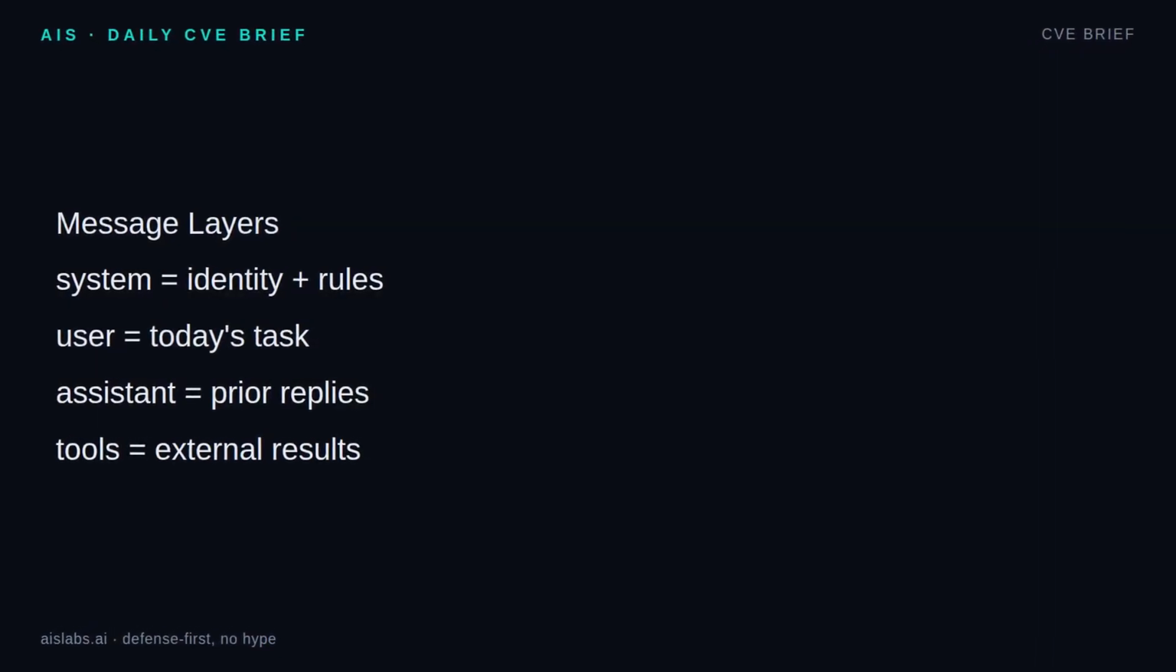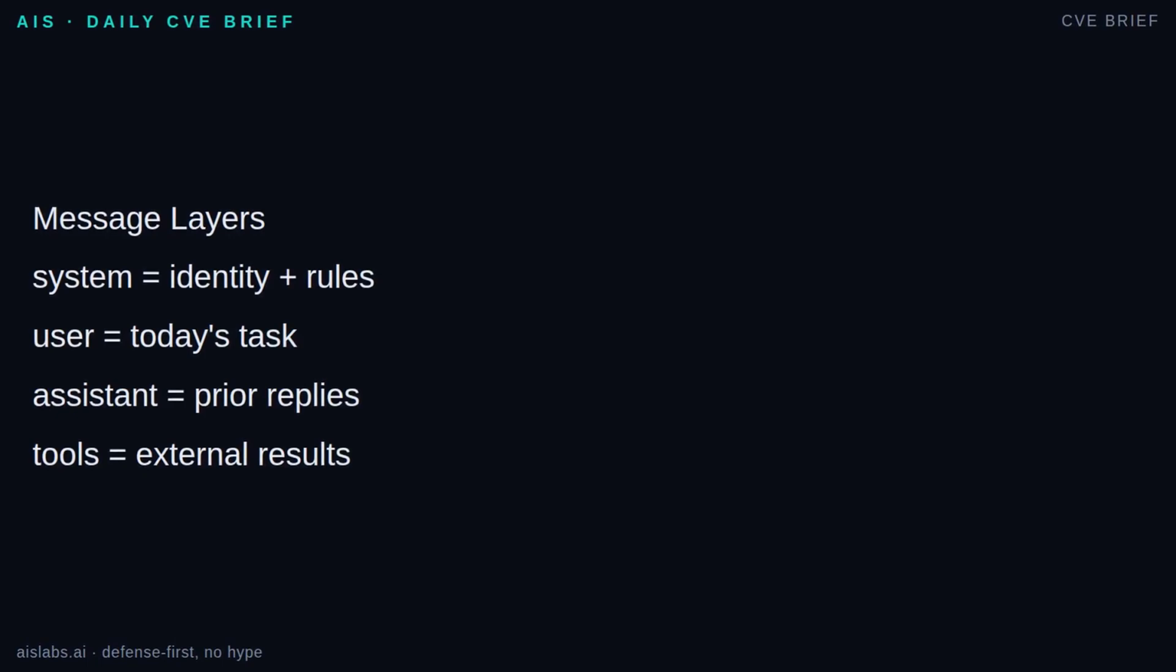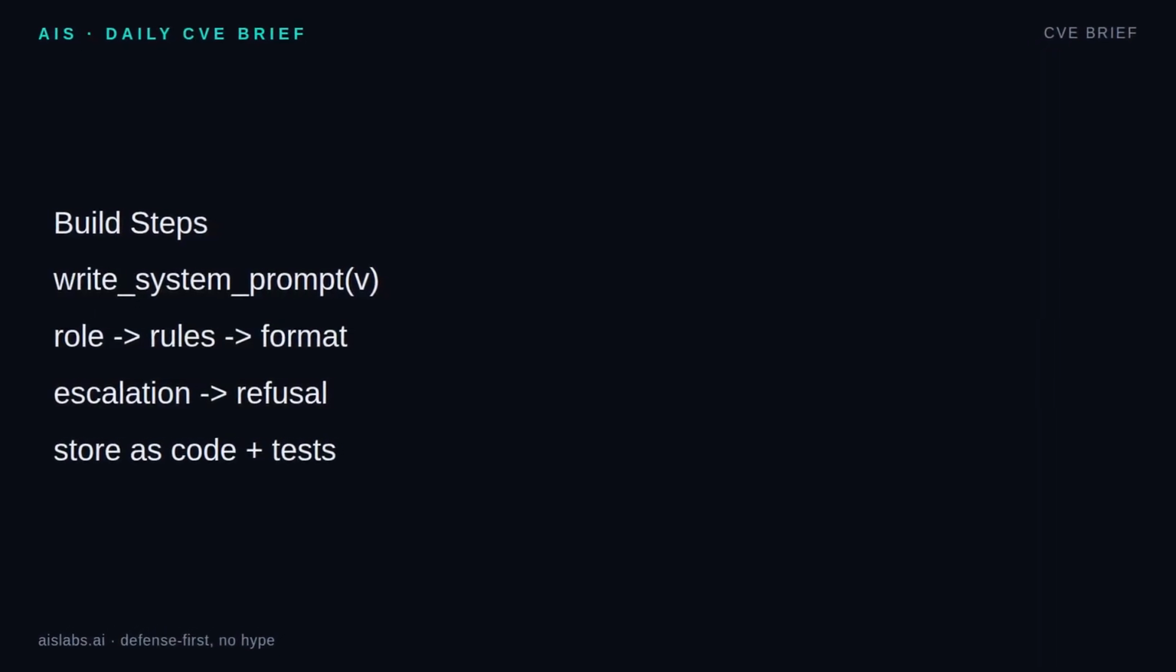The core idea is simple. System equals who you are and your rules. User equals today's task. In a large language model, or LLM, chat call, messages usually have roles. The system message is the instruction layer you control before the user speaks. It is not magic, and it is not a security boundary by itself, but it is the right home for durable behavior. Put the assistant's role there. Put constraints there. Put output format there. Put escalation rules there. Then keep user messages focused on the current request and the data needed to complete that request.